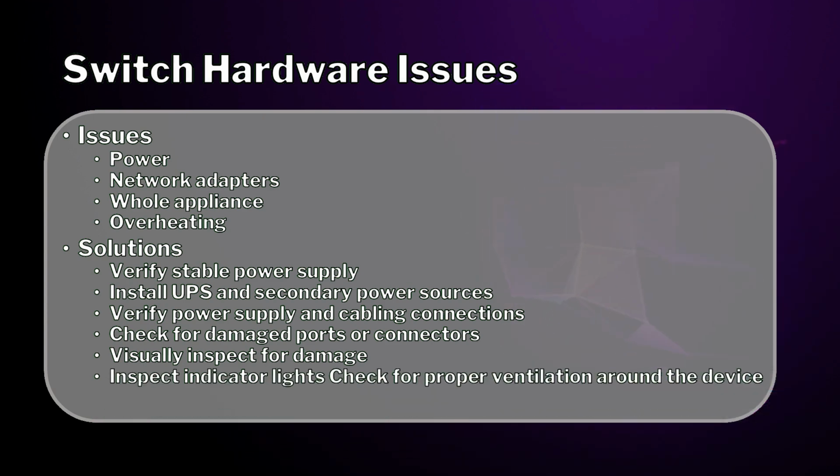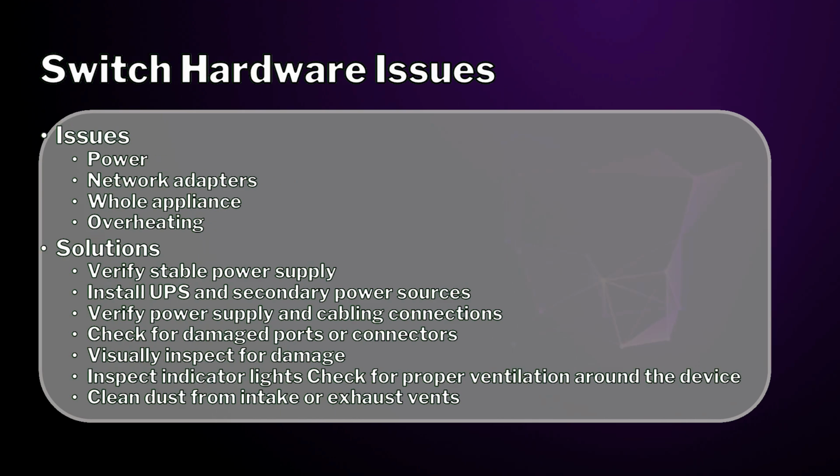Look at your indicator lights and check that there's proper ventilation for the device. And clean out the dust if you have to. This might mean you need to take the switch out, open it up, and blow it out with some compressed air. Just please be aware there might be some warranty stickers there. So before you cut those stickers and start blowing it out, check to see what you might be losing out if you violate the warranty. Assuming it's still under warranty, obviously.